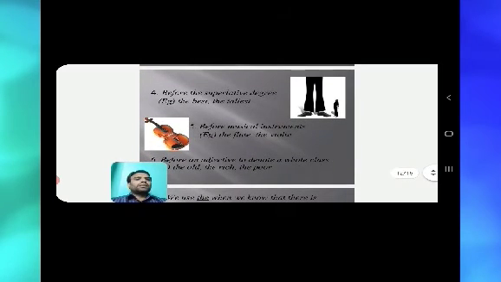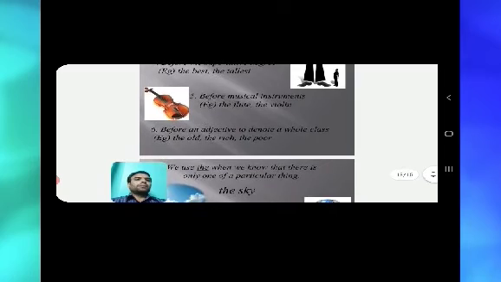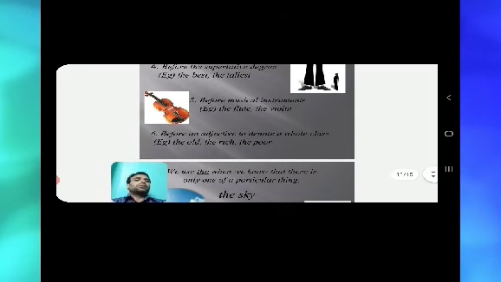Next, the fifth point is that the is used before musical instruments. What are the musical instruments? Like the flute, the violin, such kind of things. The should also be used before an adjective to denote a whole class. If you are referring to something as a whole class, it should begin with the. It should be written the in front of the word. For example, the rich, the poor, like that.